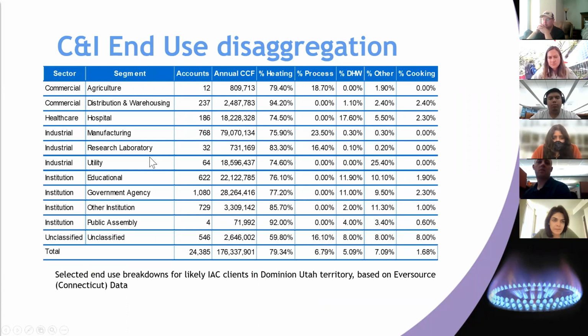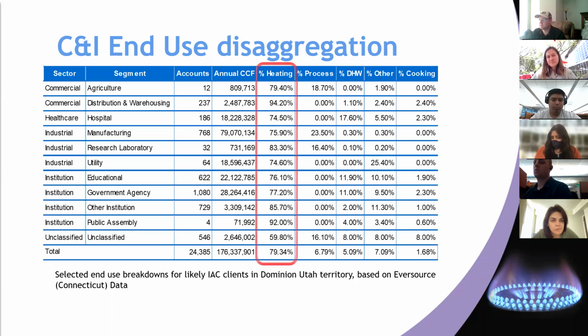So how is natural gas typically used within the commercial and industrial sectors? And C&I is commercial and industrial. This is from a report from a gas utility in Connecticut called Eversource, and they looked at all of their customers and wanted to know how many customers there were and how they used natural gas in their processes, and they broke it down by sector.